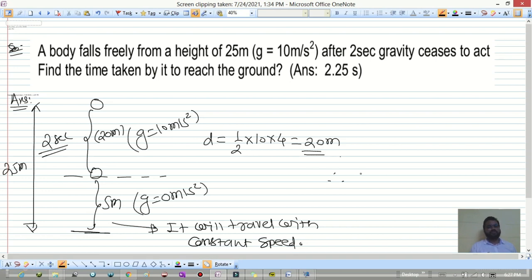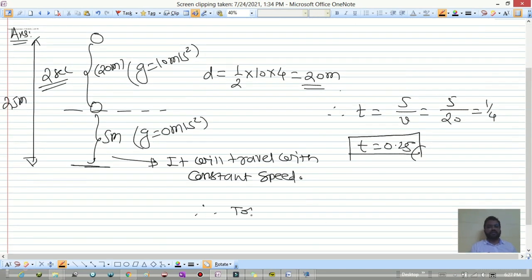So therefore we have time equals distance divided by speed, right? Distance is 5 divided by the speed at that point. How to find speed? Speed v is equal to u plus at. at is 10 into 2, 20. So which is 1 by 4. So t we have is 0.25. So this is the time required for the body to travel the last 5 meter distance. So therefore total time we have is 2 seconds initially, finally 0.25, so 2.25 seconds. So I hope this is clear.